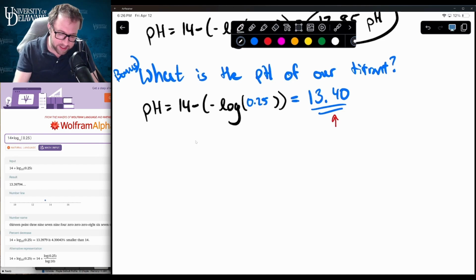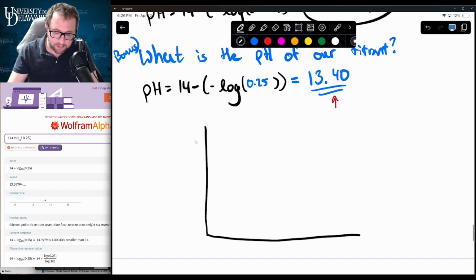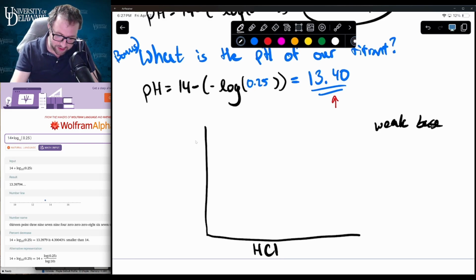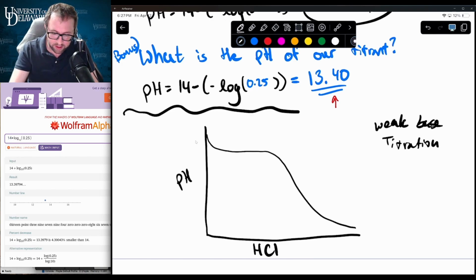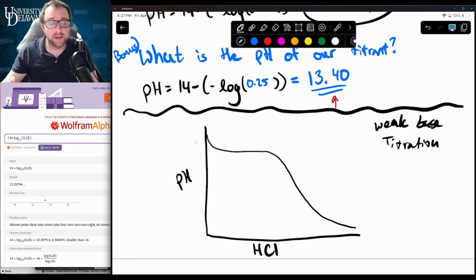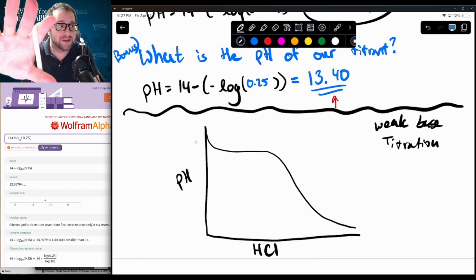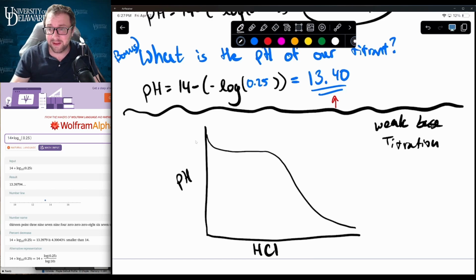Any other passing notes here I should mention? If you have a weak base and you're adding acid to it, it's going to look the same, but your curve is going to go down, right? Because if you're adding acid, your pH decreases. We'll put a big squiggle here so we don't get lost. So definitely want to be careful of this weak base version.